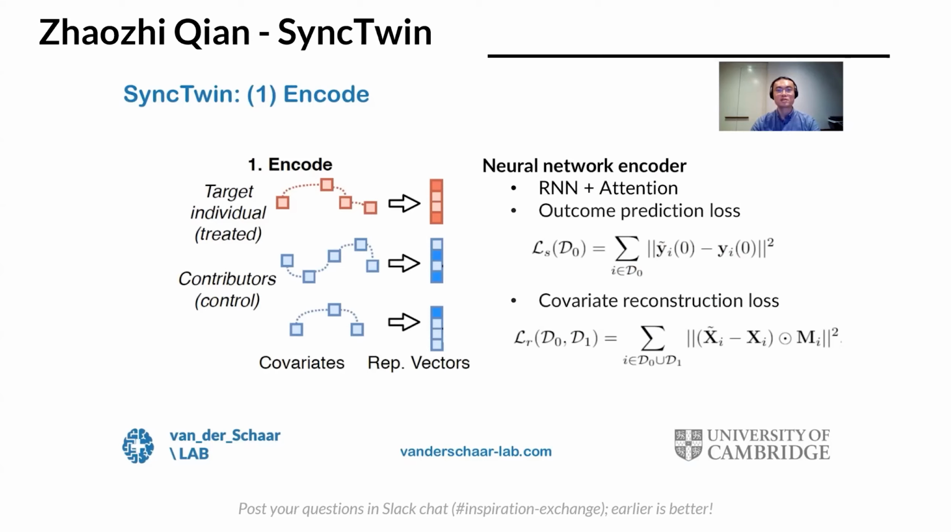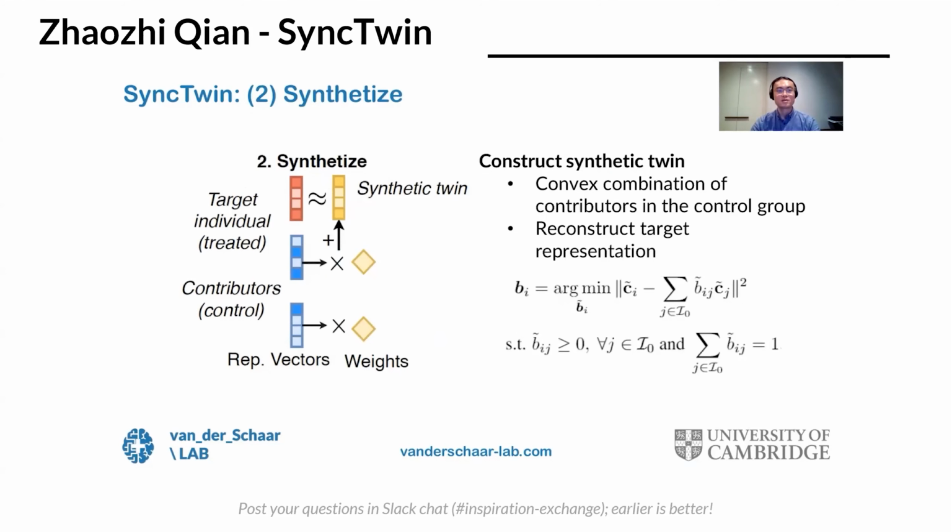SyncTwin is agnostic to the exact encoder architecture, but we found an RNN encoder with attention to perform well in the experiments. In the second step, we select and weight individuals from the control group such that the convex combination of these contributors match the target individual in the representation space. In other words, the synthetic twin representation is the weighted average of the contributors' representation. And these weights are found by solving this optimization problem shown here.